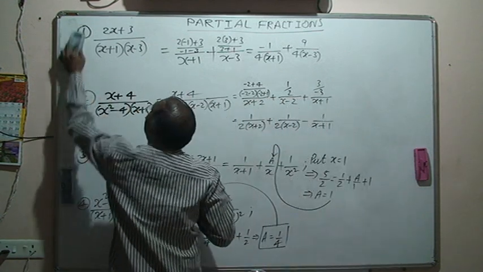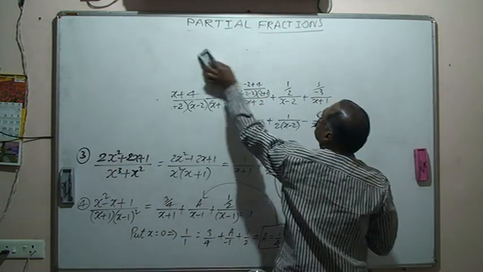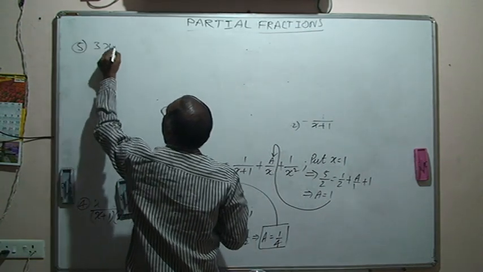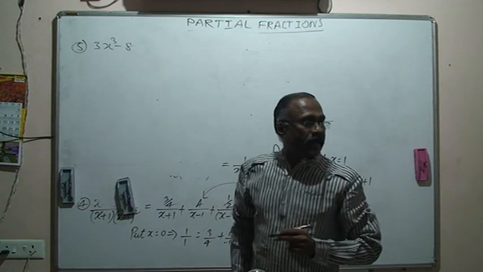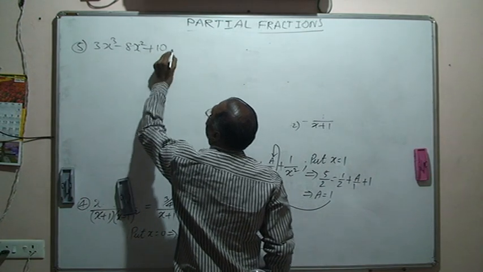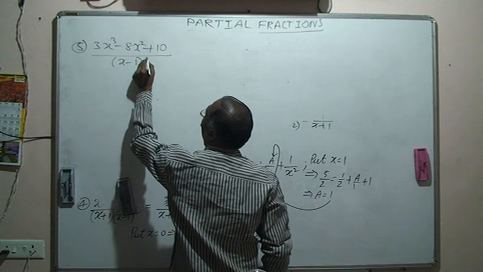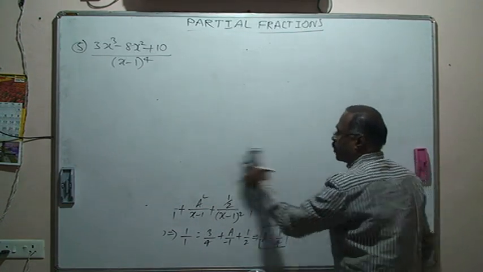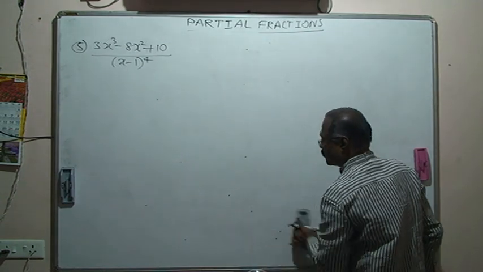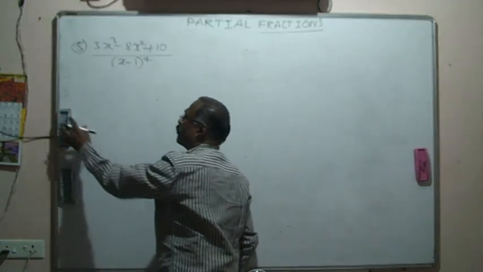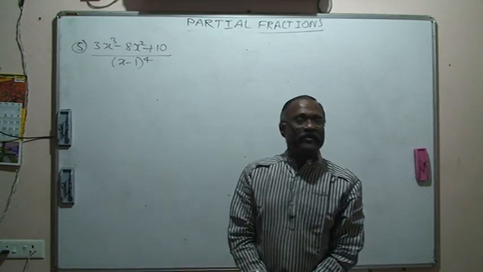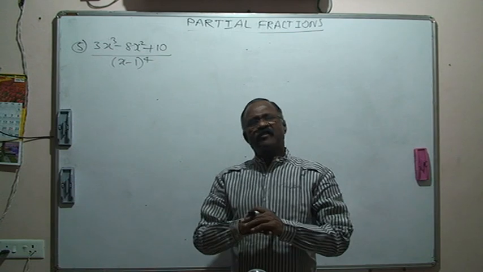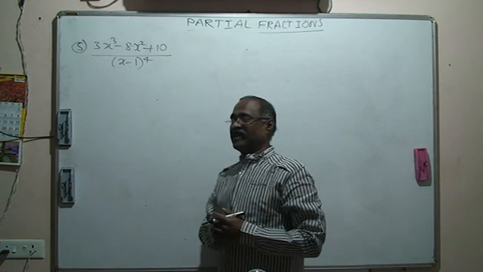Consider (3x³ − 8x² + 10) divided by (x − 1) whole power 4. Interesting problem. It is interesting because the denominator contains a repeated linear factor. Whenever this type of problem comes, it is very easy to work out. The denominator contains only one factor which is repeated. Then proceed like this. It will be very simple.